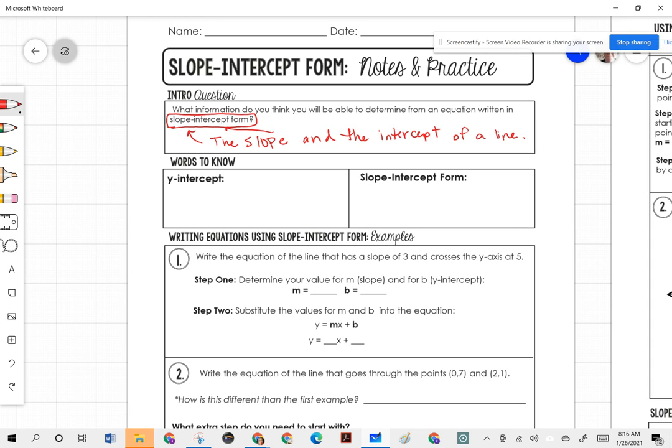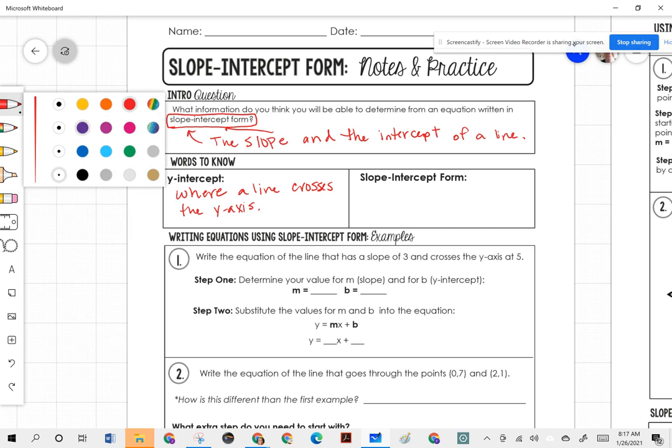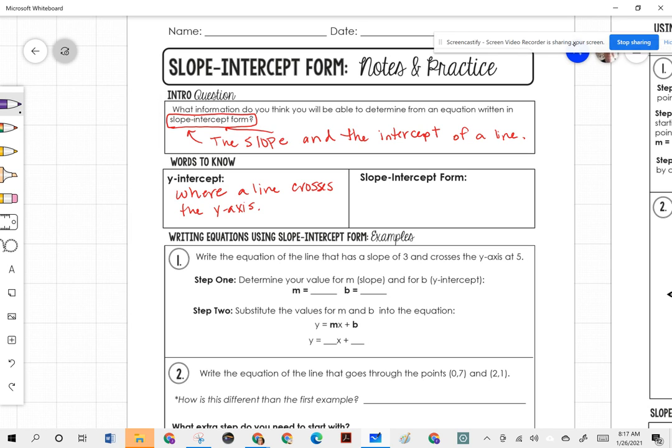So the y-intercept, well, these are our vocabulary, right? It's where a line crosses the y-axis. The other thing that you would want to remember is that the ordered pair is (0, b), and that b right here is going to be the y-intercept.